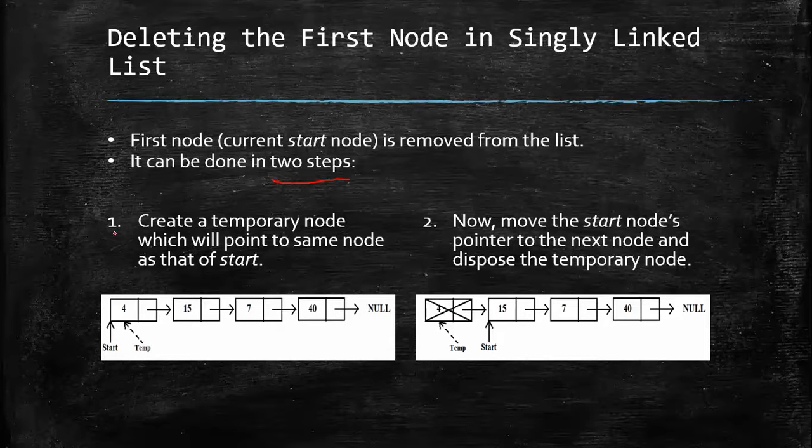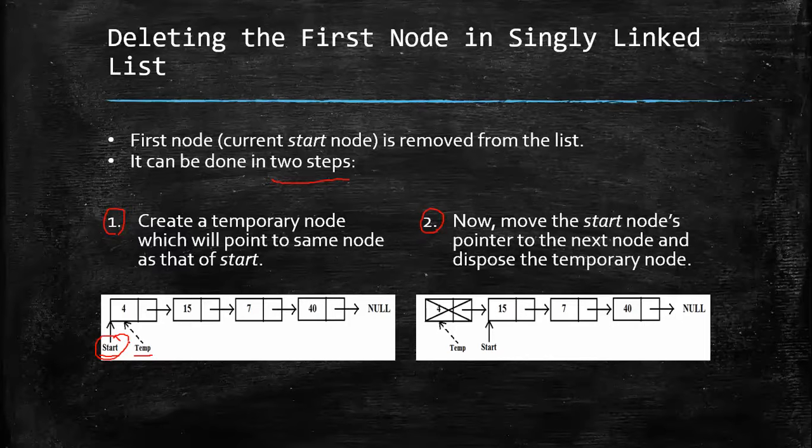So for that, the first step tells us to create a temporary node which will point to the same node as that of start. So we have to create a temporary variable which points to the same node which is currently being pointed by start. And then the second step is: move the start node's pointer to the next node and dispose the temporary memory. So we have to make this start move to the next node.